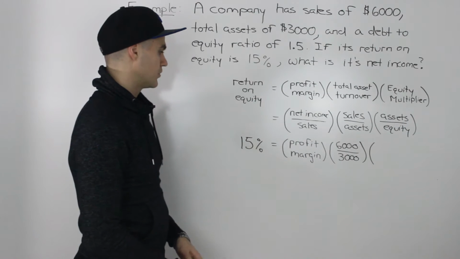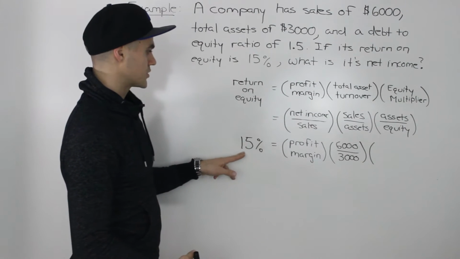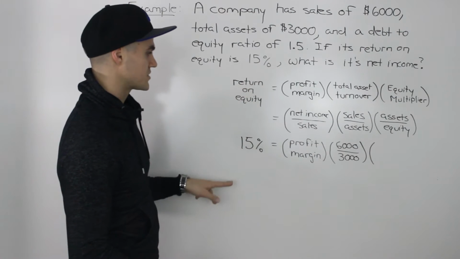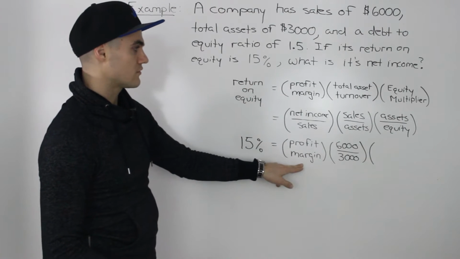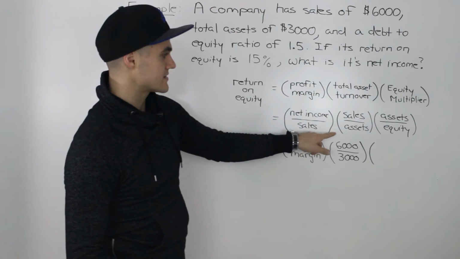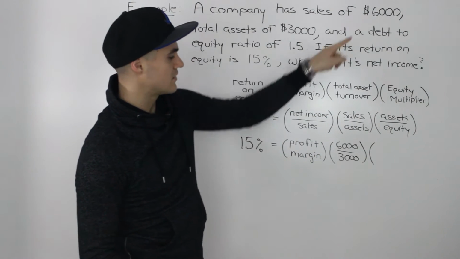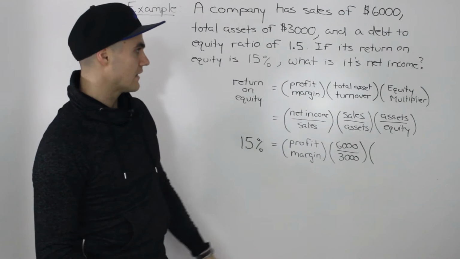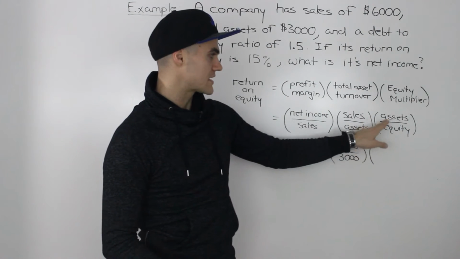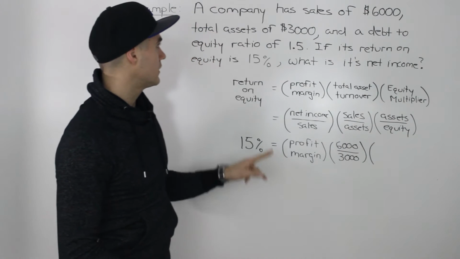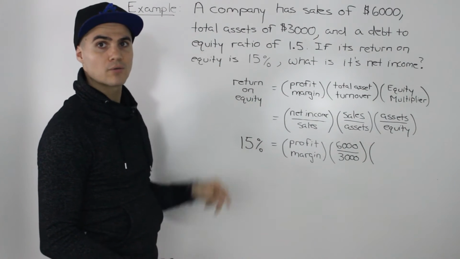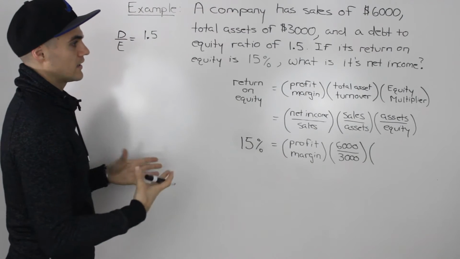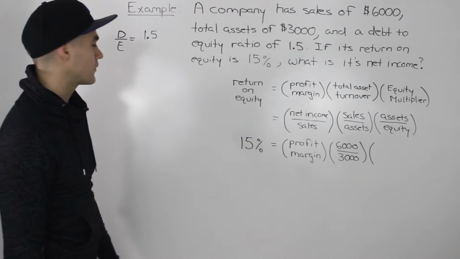So going ahead and plugging in everything that we have so far, return on equity, the left side of the Dupont identity, we are given as 15%. Profit margin we're solving for. Sales over assets, we're given the sales figure of $6,000 and then the assets figure of $3,000. And now this equity multiplier, we know it's assets over equity, but we are given the debt to equity ratio. So we're going to have to take this debt to equity ratio and manipulate it in a way to get an assets over equity ratio.